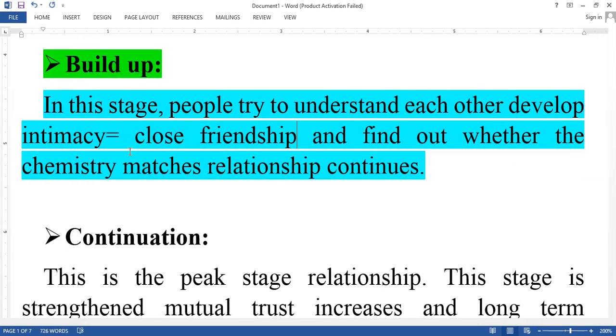So they are testing and building up their chemistry, whether one person's tastes, preferences and thoughts match the other person's tastes, preferences, thoughts and opinions. So this is the stage. In this stage they build up their chemistry. After they build up their chemistry, if it converts positively, then they move towards another step.